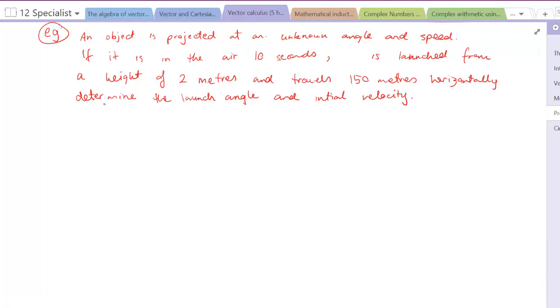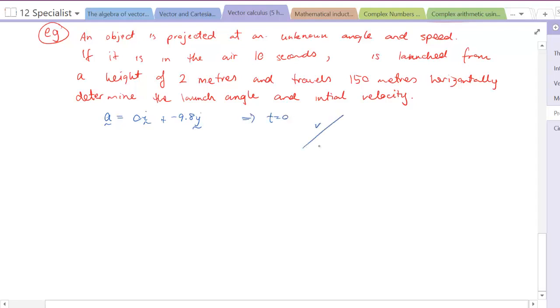So we can start off the same way. We know that the initial acceleration is 0 in the i and negative 9.8 in the j, because we can make the assumption again that air resistance is negligible and that gravity is constant at negative 9.8.